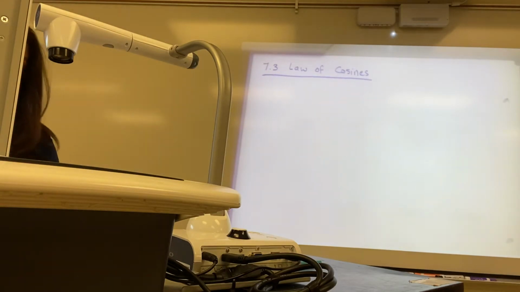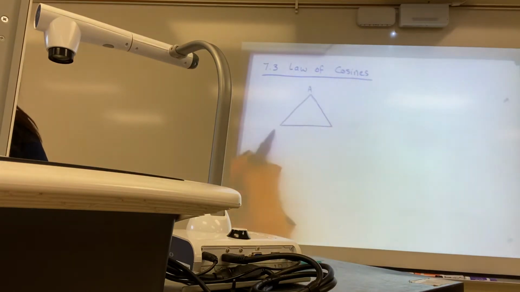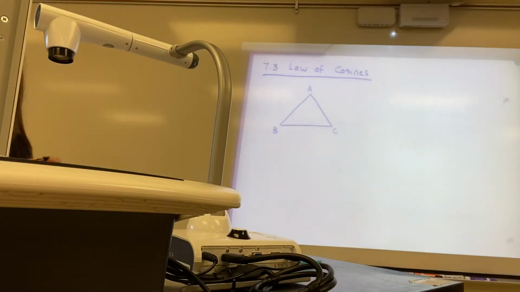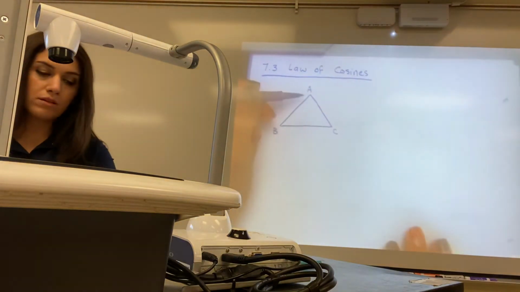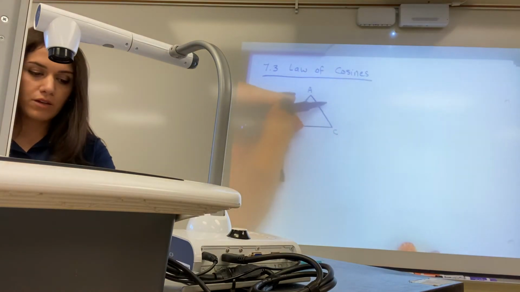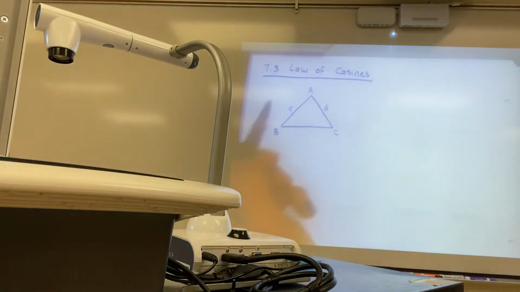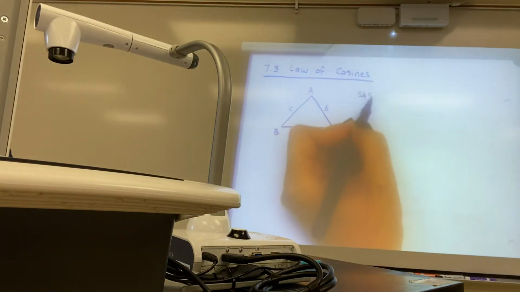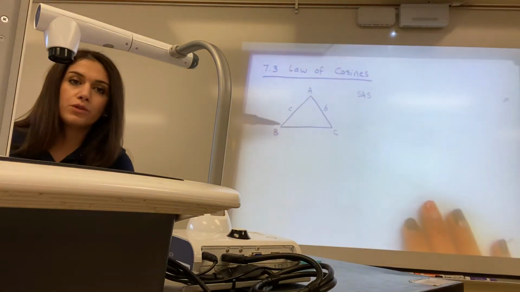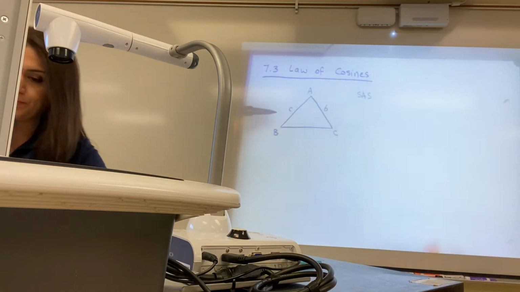Okay, so let's say we have this triangle ABC, and if we know angle A and the length of side C and the length of side B, remember we call this side angle side, and in this case we are going to use the law of cosines to solve this triangle.